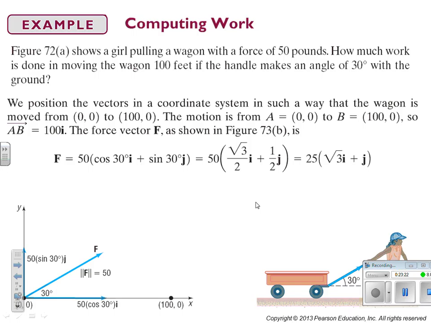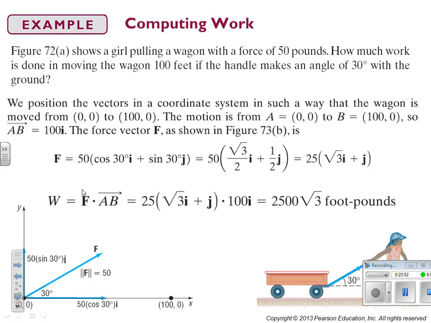If we find the exact values for cosine 30, which is root 3 over 2, and sine of 30, which is 1/2, we can simplify this down. Both are divided by 2, so we can factor out a 1/2. 50 times 1/2 is 25, and I get 25 times root 3I plus J.